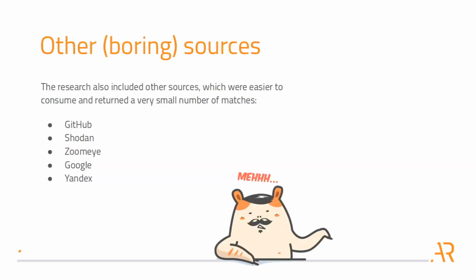Other boring sources for identity pools: GitHub, Shodan, and some others. I just consume the API and extracted the information. So there's nothing new there. So at this point, I extracted identity pool IDs from the Google Play Store, from the internet, and I have all of those identity pools ready to be used.